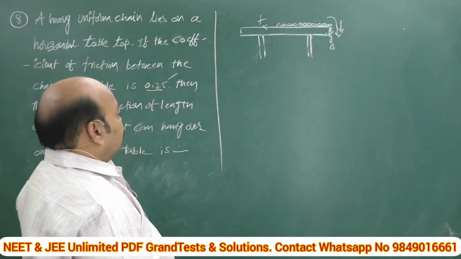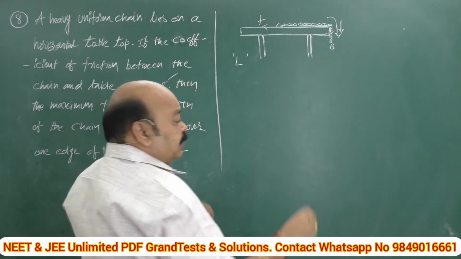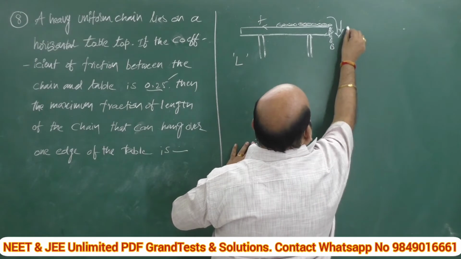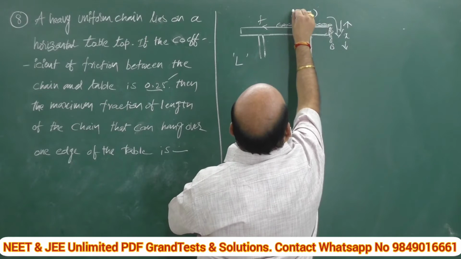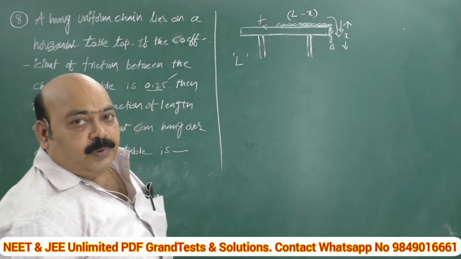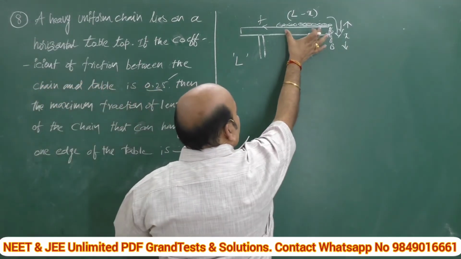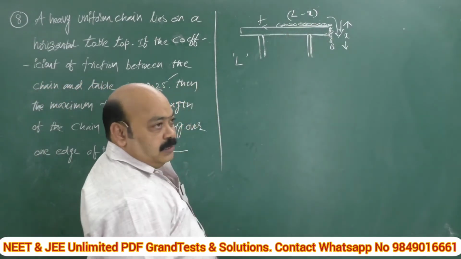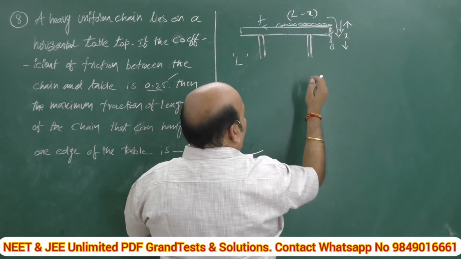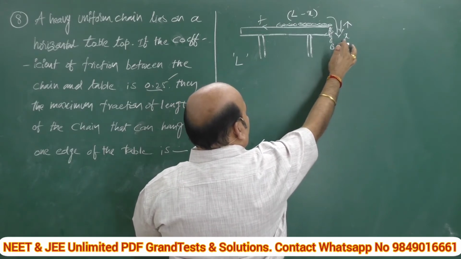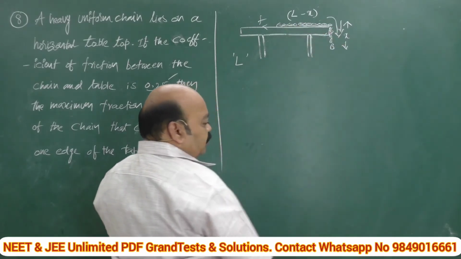See, what is the data given? What is the total length of the chain? Total length is capital L. Let us suppose that this hanging part is x. Then what is the remaining part? Total length minus x. So the part that remains on the horizontal table is L minus x. So we have to establish the two conditions. What pulls down is the weight of this hanging part, and what opposes it is the frictional force.